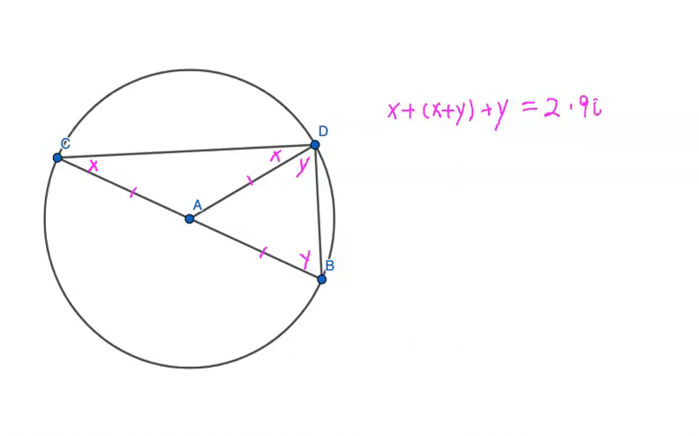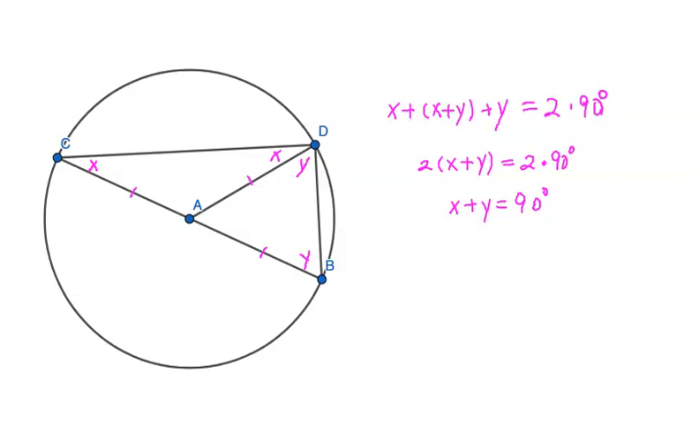Let's write 90 degrees for our own convenience. Now with some algebra, combining like terms, it is easy for us to write 2x plus 2y is equal to 2 times 90 degrees. Then we can divide by 2 on both sides. Then we have x plus y is equal to 90 degrees.